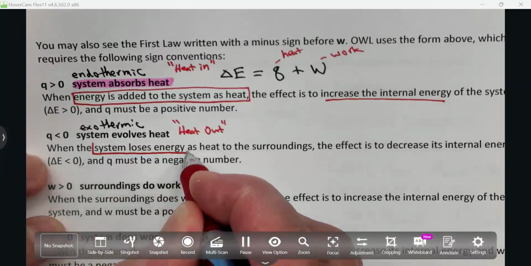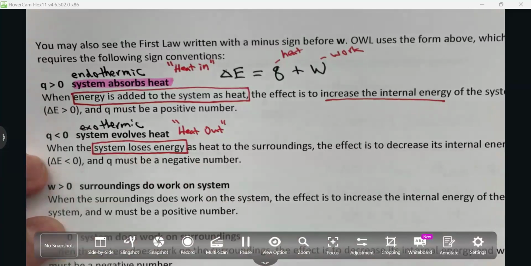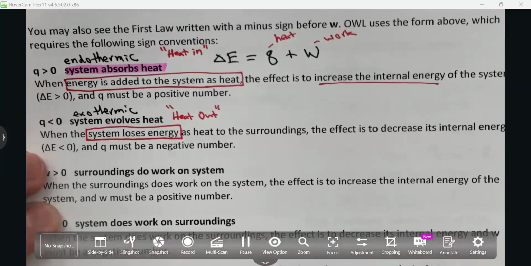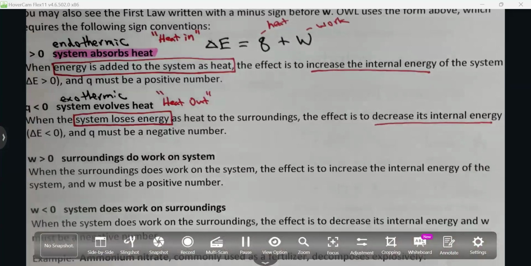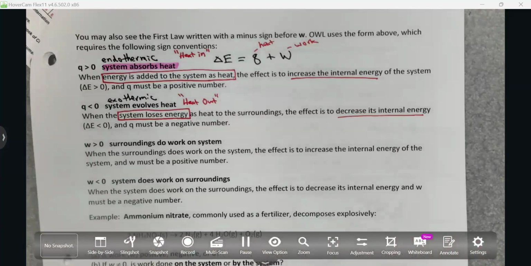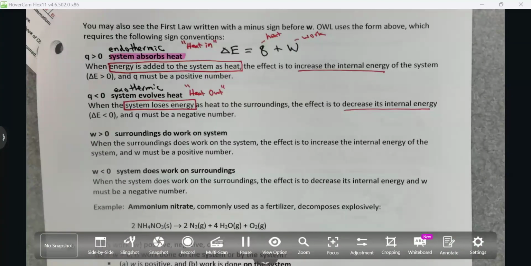System loses energy. Heat out. So that would decrease the internal energy. Okay. Work.